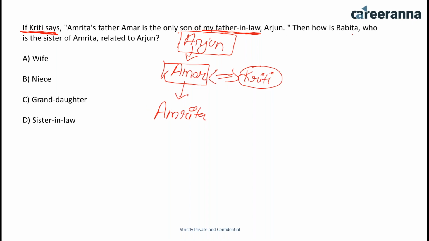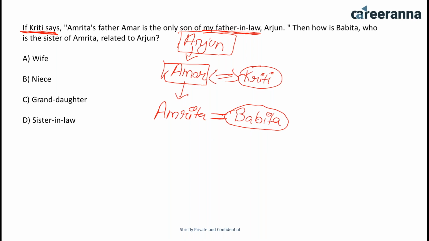Now how is Babita related, who is the sister of Amrita? Babita is the sister of Amrita, so we are going to use an equals sign, and we are going to say this is the position of Babita, and she is the sister. So she is going to be in a circle.